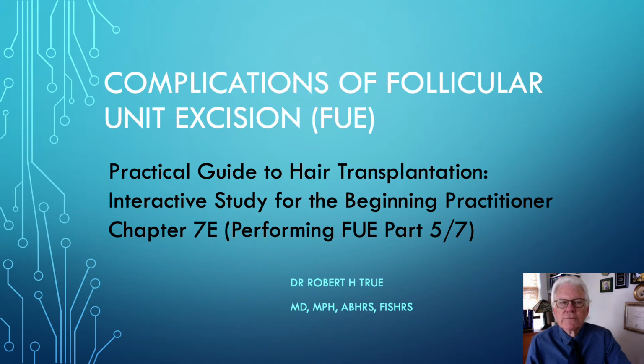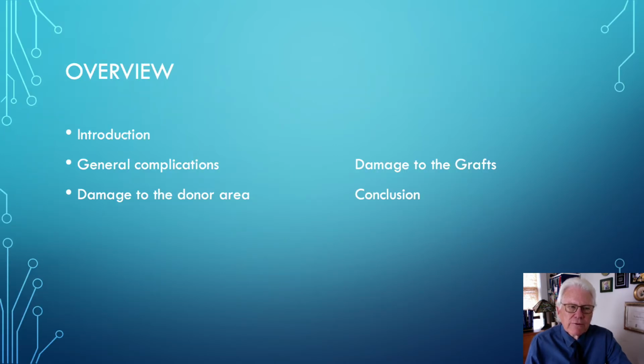This tutorial on complications of follicular unit excision is Chapter 7E, Part 5 out of 7 on performing FUE surgery in the Practical Guide for Hair Transplantation by Drs. True, Garg, and Garg. We will be reviewing general complications, damage to the donor area, and grafts.